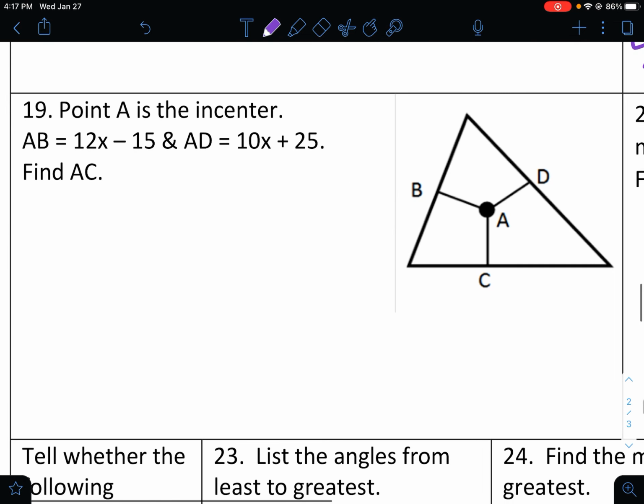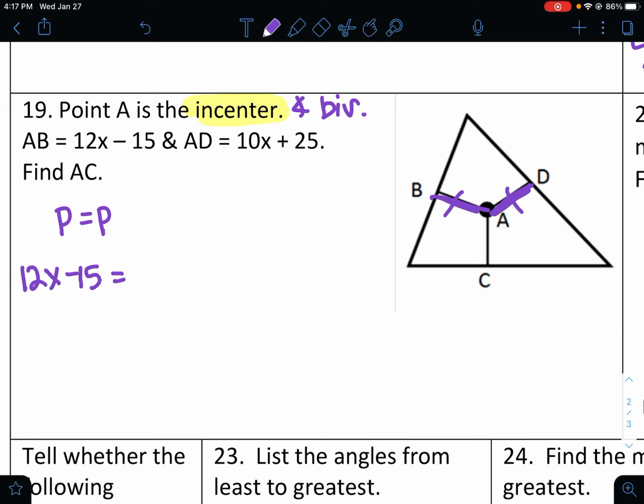All right, number 19. Point A is the in-center. So since this is in-center, this is talking about angle bisector. So this is another angle bisector problem, which means it's going to be part equals part. All right, so AB is here, AD is here. Yep, definitely part equals part because those two parts are congruent to each other. So set it up and solve it.